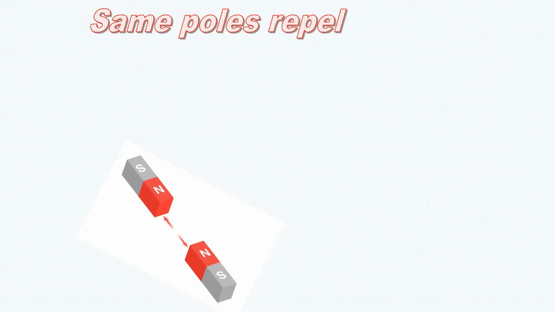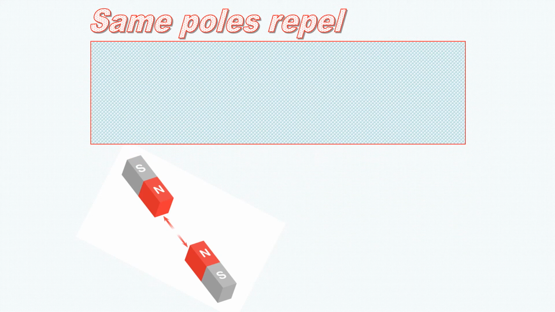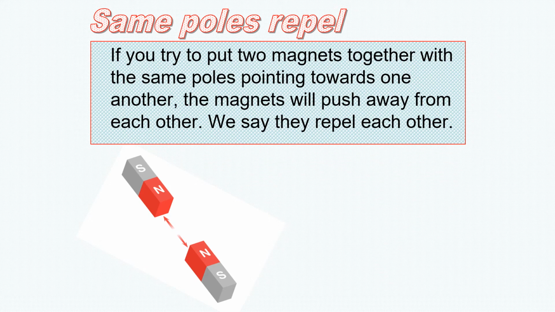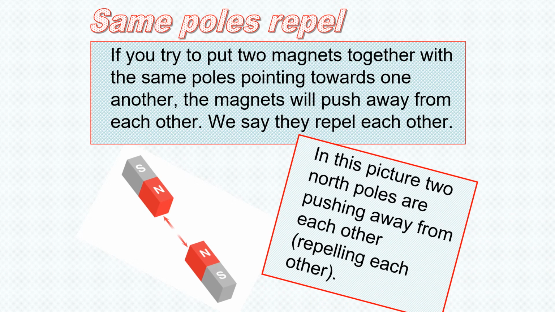So we learned that same poles repel each other. If there are two magnets, one with its north pole facing the north pole of the other magnet, they will repel each other. Even if you try very hard, you will not be able to stick them together. If you try to put two magnets together with the same pole pointing towards one another, the magnets will push away from each other. We say that they repel each other. In this picture, two north poles are pushing away from each other. That is, they are repelling each other.